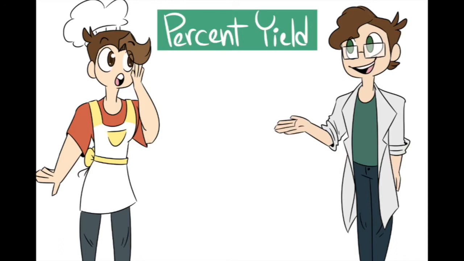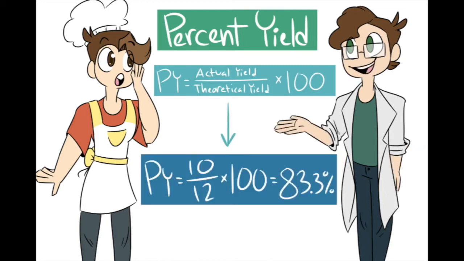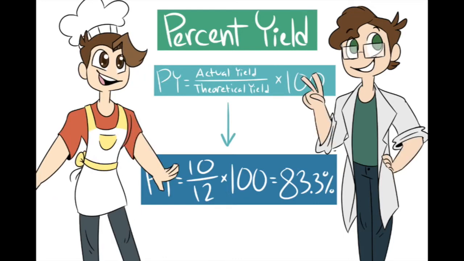Well, you can calculate exactly how much percent yield you've actually produced by using the percent yield formula. Percent yield equals actual yield divided by theoretical yield, then multiplied by 100. So in our cookie situation, the equation is percent yield equals 10 divided by 12 multiplied by 100, which equals roughly 83.3% of the theoretical yield. And that's cooking with chemistry.